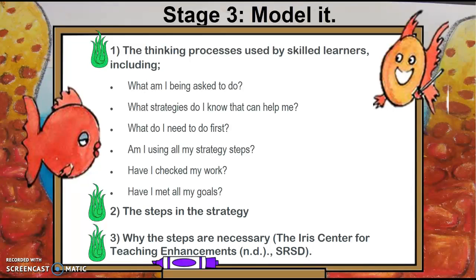So we want to take the learner through the thinking process. What am I being asked to do? What strategies do I know that can help me? What do I need to do first? Am I using all my strategy steps? Have I checked my work? Have I met all my goals? We need to walk through the steps of the strategy consistently every time we model it. And then we need to talk about why the steps are necessary.